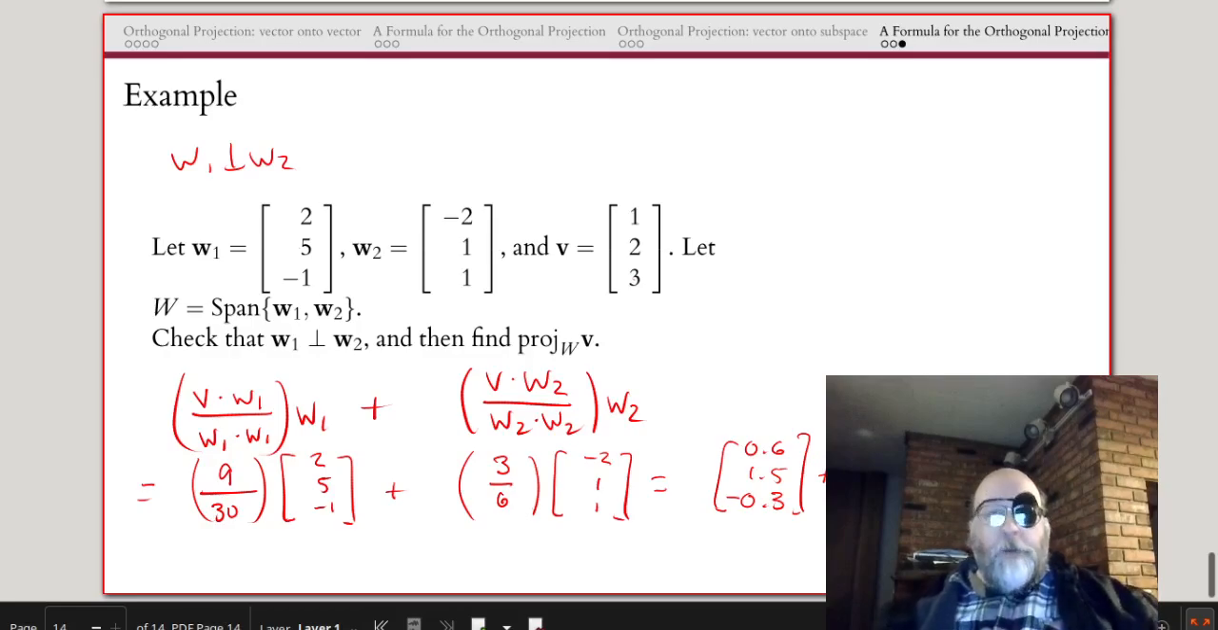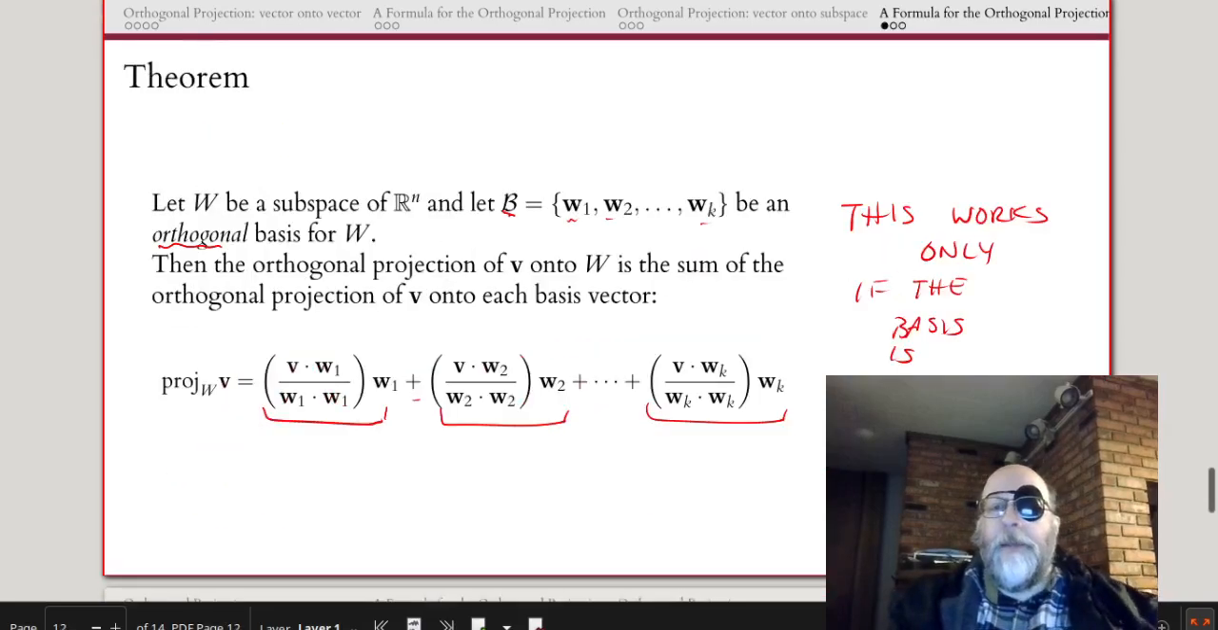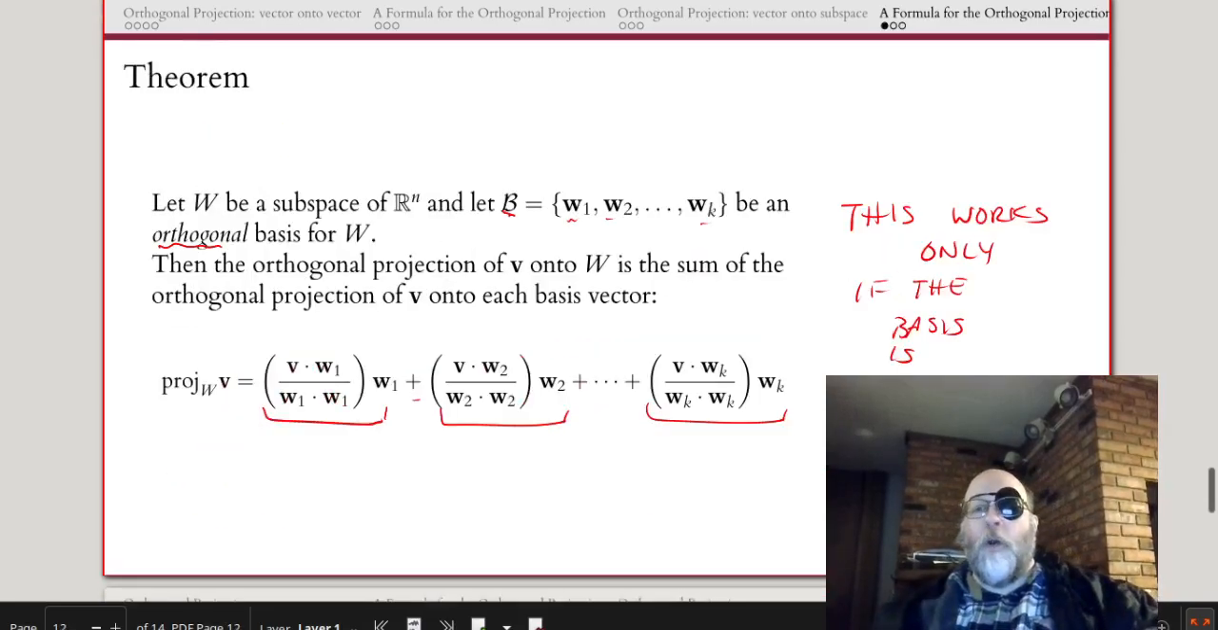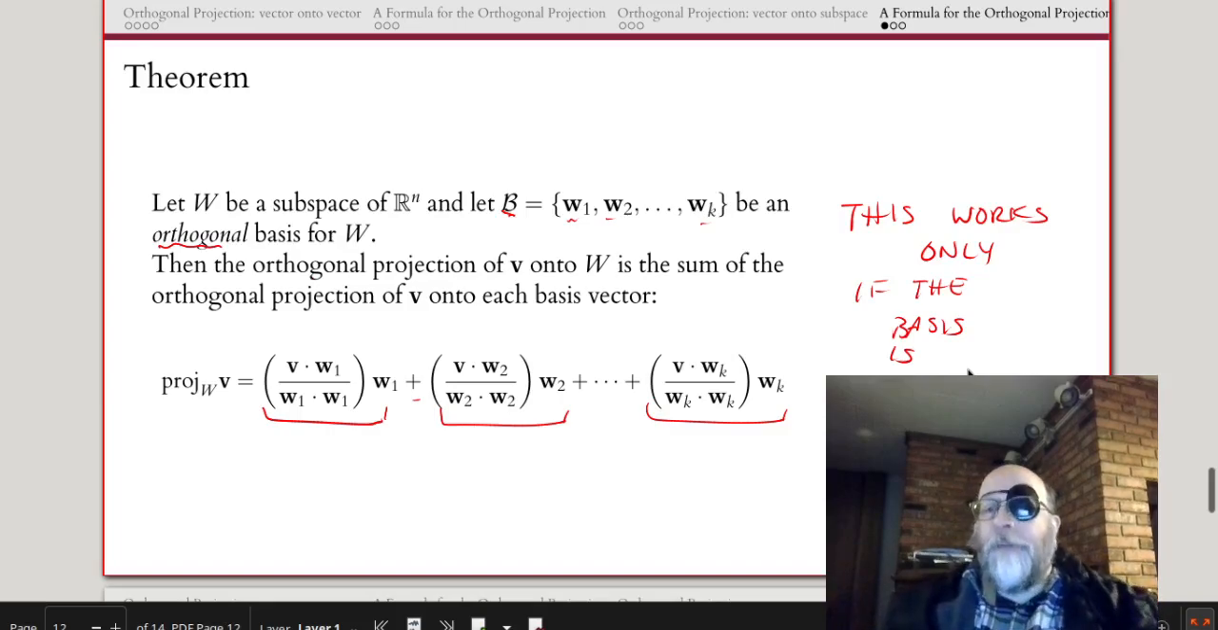All right, so we know how to calculate a projection onto a subspace if we have an orthogonal basis. But again, this formula works only if the basis is orthogonal. So what happens if the basis is not orthogonal? That's the thing that we're going to do in the next section, in the next video. Thanks for coming. I will see you soon.